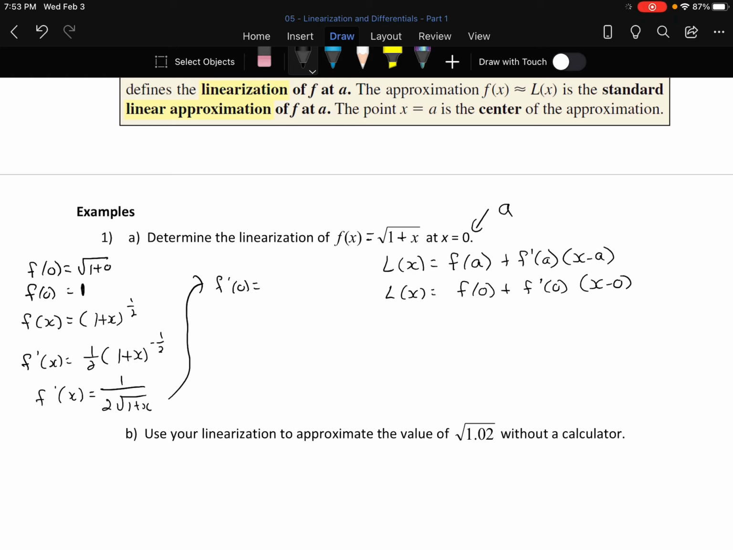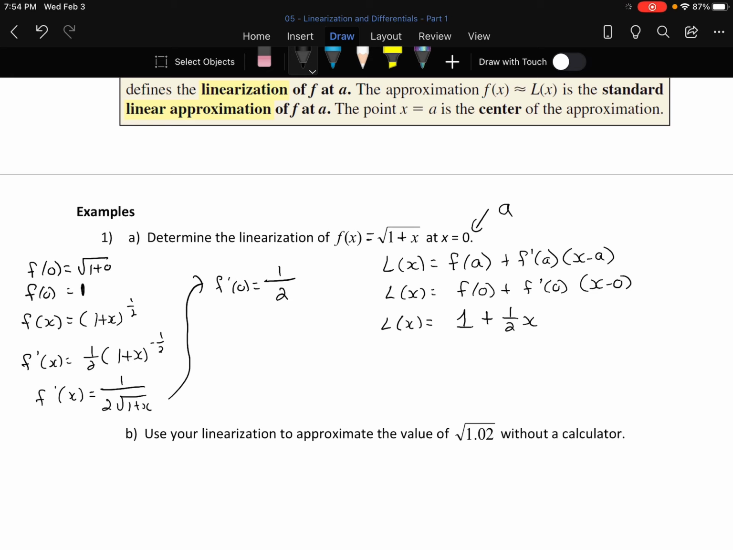That's what I really wanted. It's 1 over 2 times the square root of 1 plus 0. Let's see, in the square root I get a 1. So square root of 1 is just 1. I just get a 1/2 here. So there's the calculation part of it. I'm ready now to do my linearization. L at x equals f at 0, which was 1, plus f prime at 0, which is 1/2. And I don't need that x minus 0 anymore. I can just write that as x.